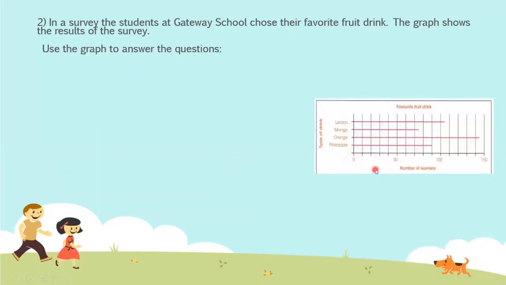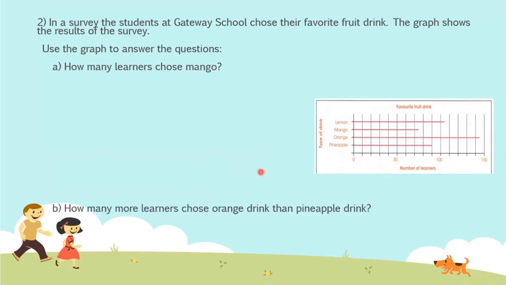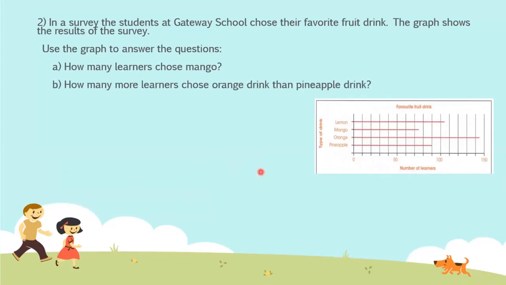In this graph, it is about favorite fruit drink, and the x-axis shows the data of number of learners. The y-axis shows the type of drink, where you can see a variety of drinks like pineapple, orange, mango, and lemon. So what we need to find is, A part: how many learners chose mango? B part: how many more learners chose orange drink than pineapple drink? C part: how many learners took part in the survey? So these are the questions we need to answer with the help of this graph. So shall we begin? Yes.